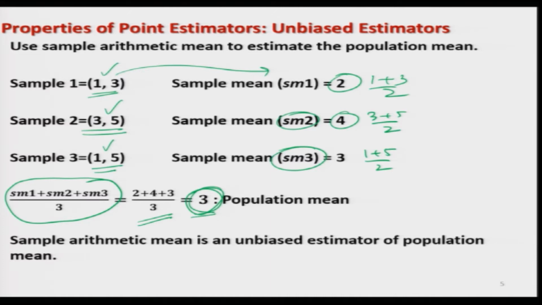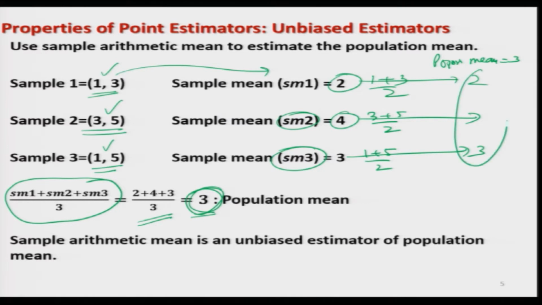And if you try to see here, you are trying to estimate the value of this population mean, which is actually 3, by the value 2 or 4 or by 3. So, you can see here that the difference between the estimated value and the population mean is not going to be large.